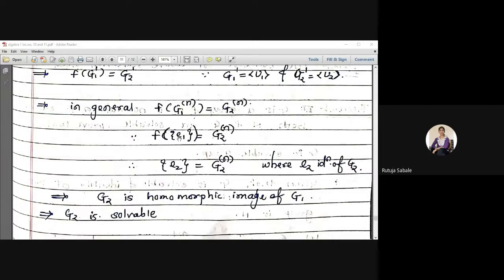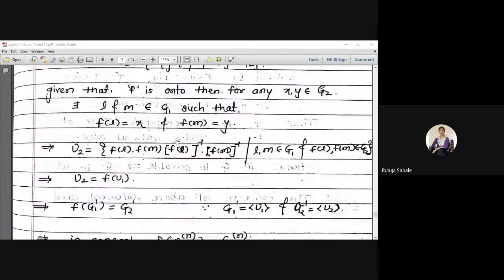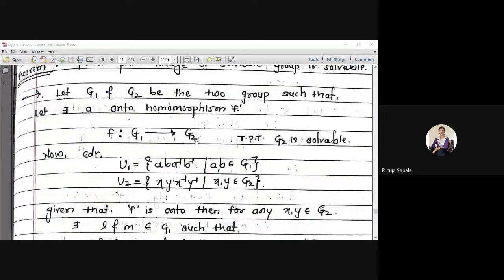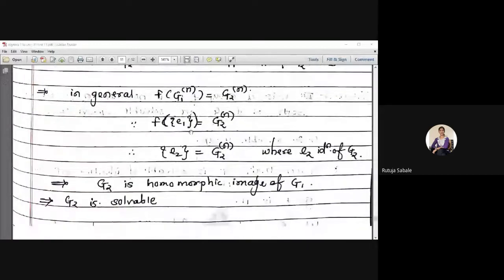Okay, but f of E1, the identity, maps to the identity in the homomorphism. In an onto homomorphism, what does the identity map to? The identity of G1 maps to the identity of G2, always. So {E2}, where E2 is the identity of G2, is equal to the nth derived subgroup of G2. Hence, by the previous theorem, G2 is the homomorphic image of G1. It implies that G2 is a solvable group.